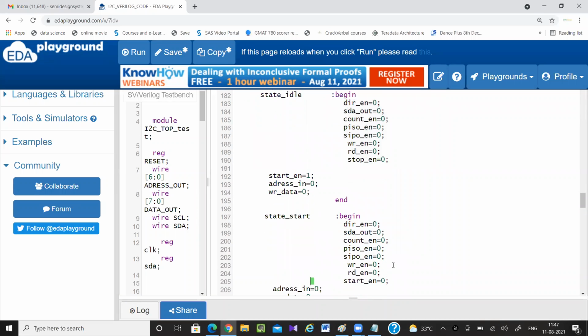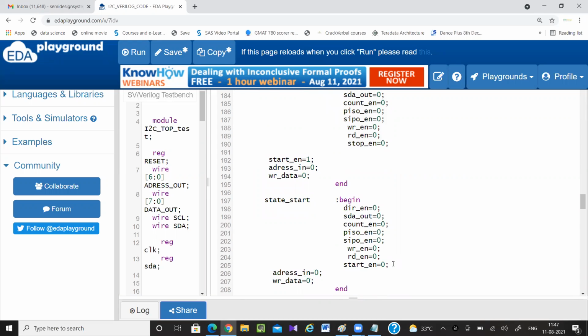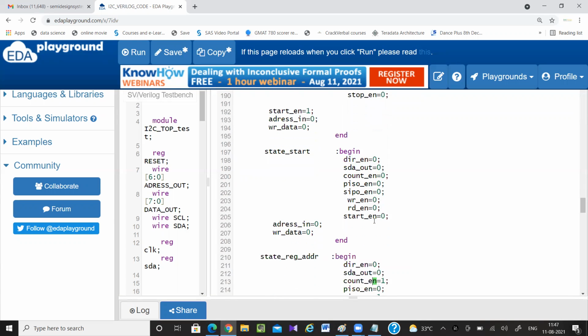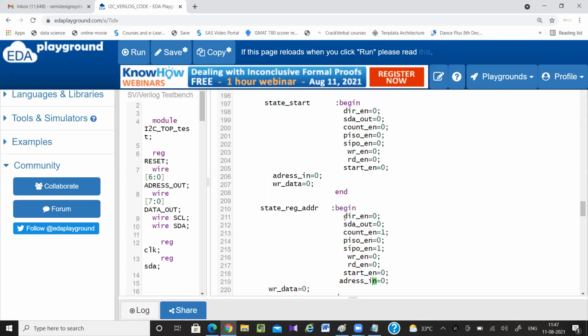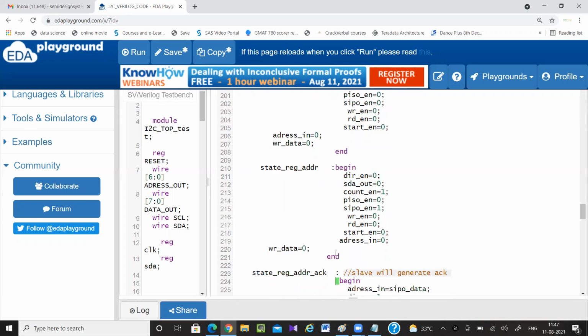So in the start state again data will come from master to slave. So direction enable is equal to 0. All the other signals will remain the same. Only direction enable must be 0, because data is coming from master to slave. Here also data is coming from master to slave, and here I have made count enable equal to 1 because it needs to count for 8 clock cycles, and SIPO enable is equal to 1. That means serial to parallel converter. That should be 1. It will convert from serial to parallel. All the other signals are 0.